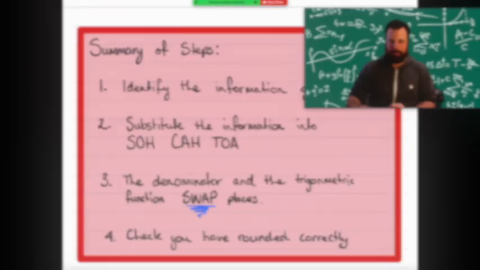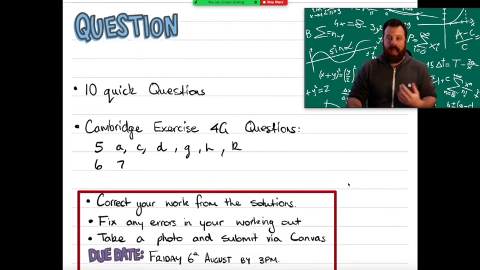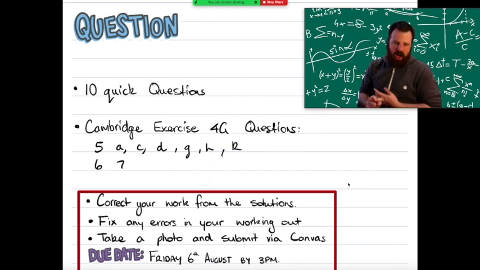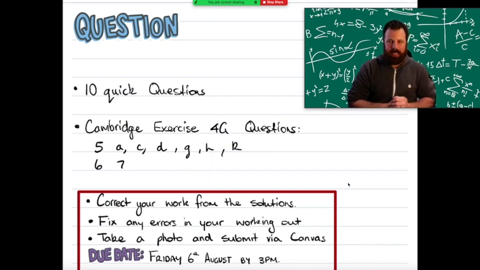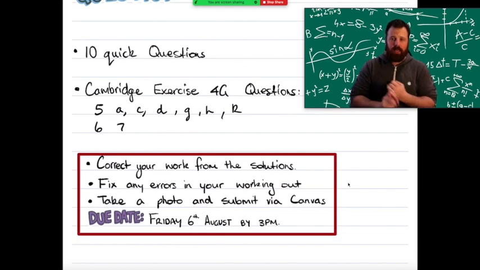All right, so our work for this week, apart from the 10 quick questions, we're going to go to the Cambridge exercise 4G. You're going to do question 5, A, C, D, G, H, and K. After you've done that, do question 6 and question 7. As always, correct your work from the solutions, fix any errors in your working out, take a photo of it, upload it to Canvas by Friday.